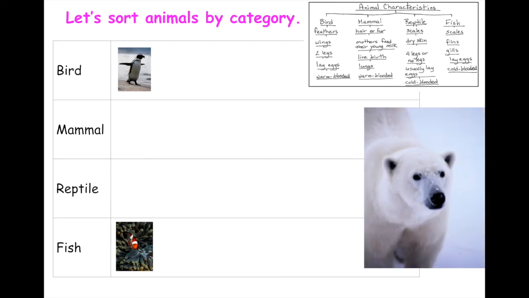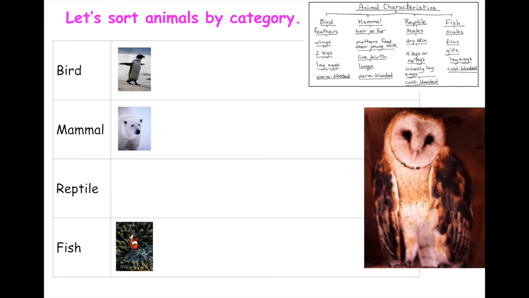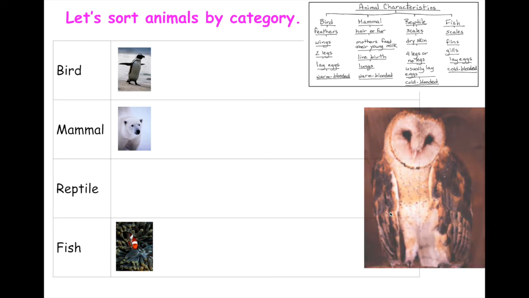Then we have a polar bear. A polar bear has fur. It gives live birth, it has lungs, and it's warm-blooded, which helps it survive in a cold climate, so it's going to be a mammal, just like us. And then we have an owl. An owl is a bird. It has the feathers, as you can see, the 2 legs.